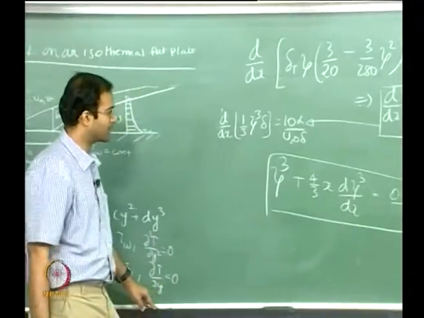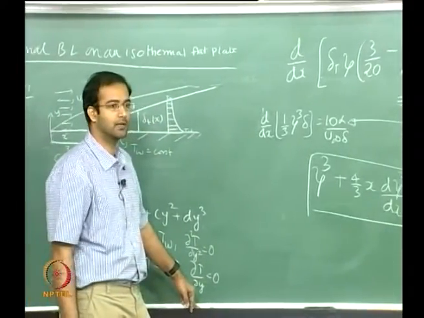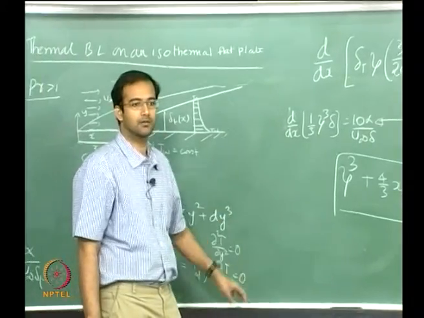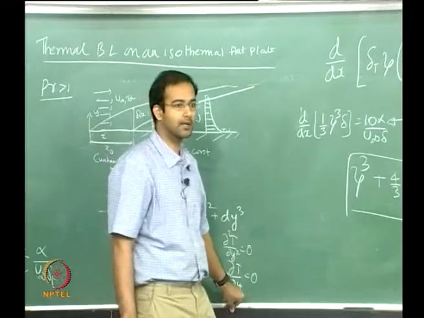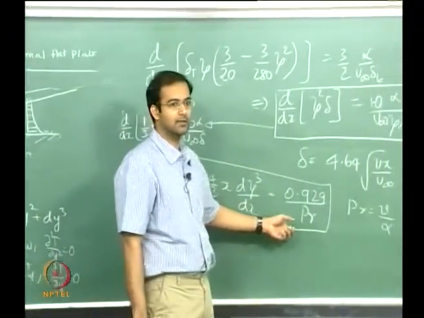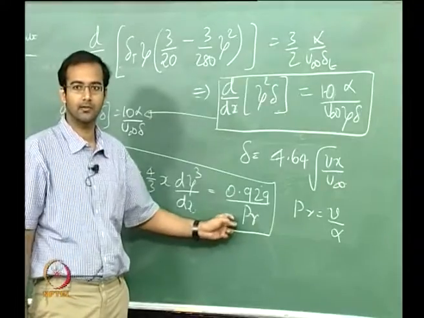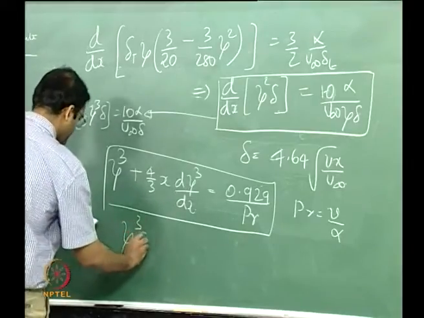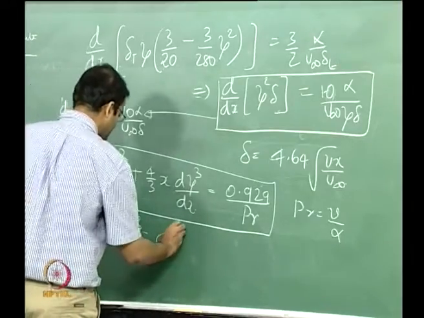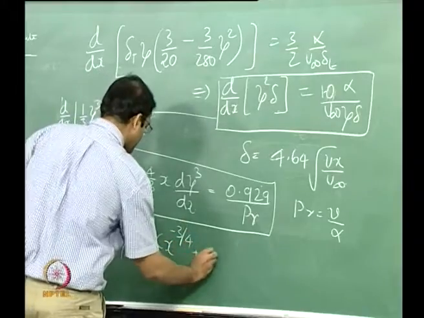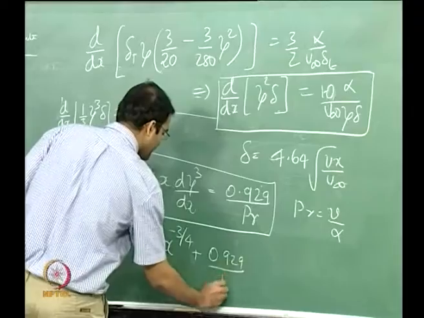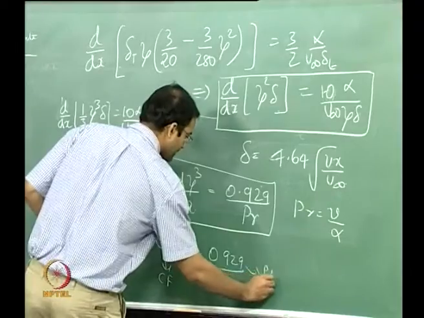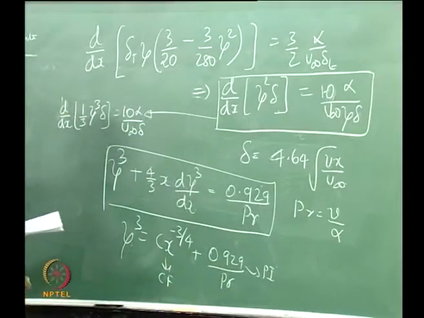This is very straightforward to solve. This is a non-homogeneous ODE, so you can find two solutions. One is your complementary function, which is the solution to your homogeneous ODE, and a particular integral, assuming that some particular solution exists. You substitute, and you will get those two solutions which you can add, and that solution will finally be zeta cube equals C x power minus 3 by 4 plus 0.929 by PR. So this is your complementary function, and this will be your particular integral. So this is your solution for zeta.